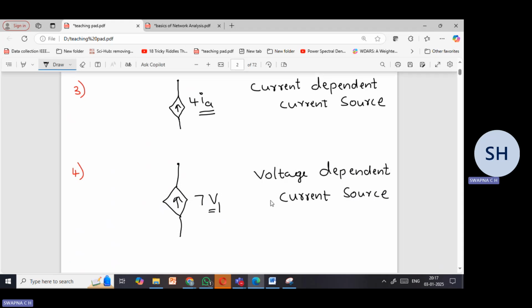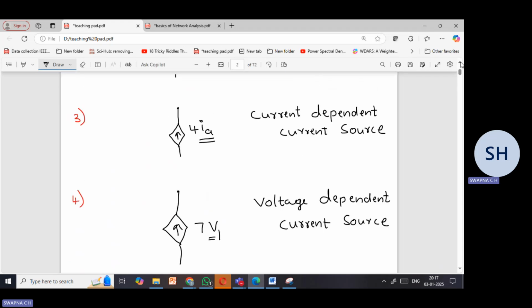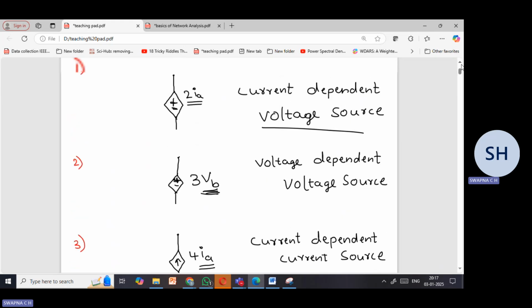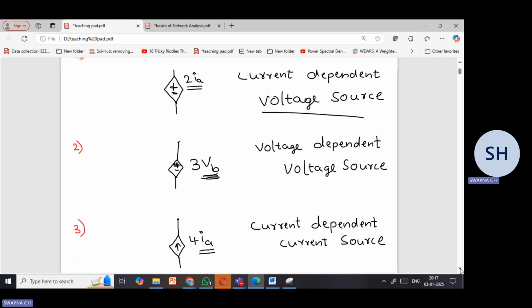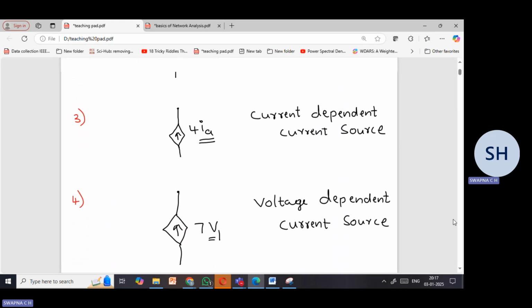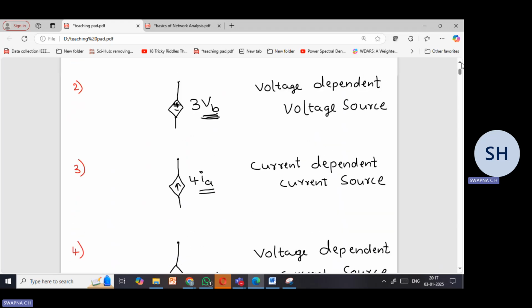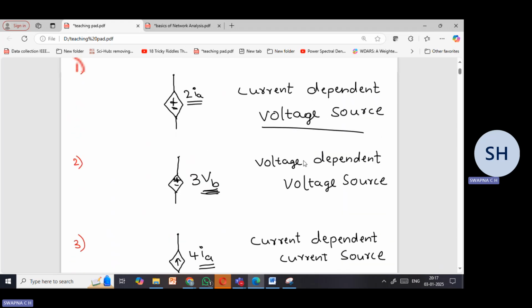Voltage dependent current source. So we have four dependent sources where two are with respect to the voltage source and two are with respect to the current source. As a summary, I will just explain once again. Here, from the symbol, it is very clear that it is a voltage source, but on what it is depending, I indicates current. So this kind of voltage source is called a current dependent voltage source.